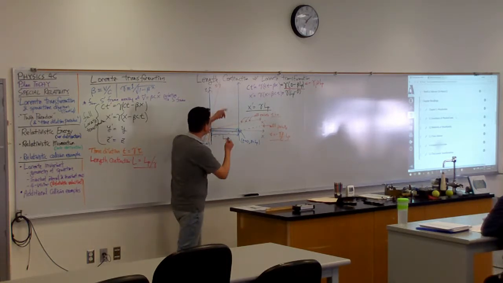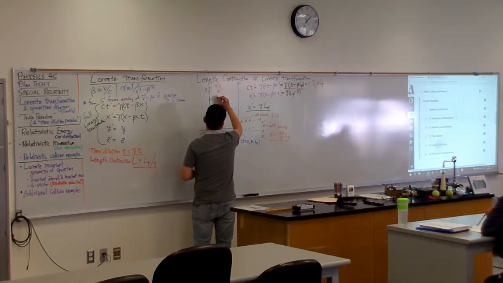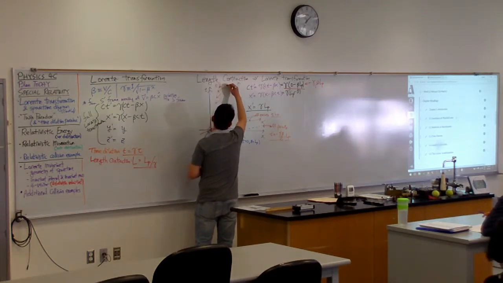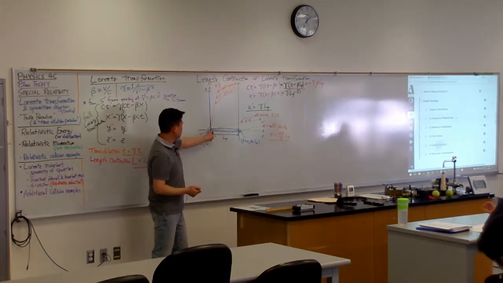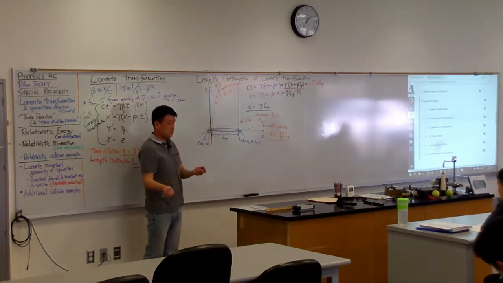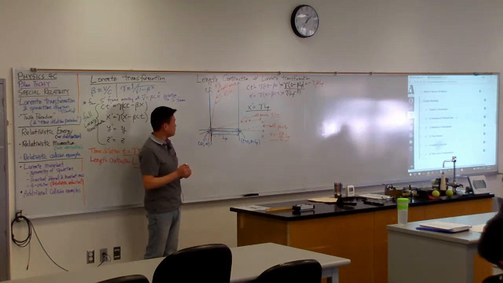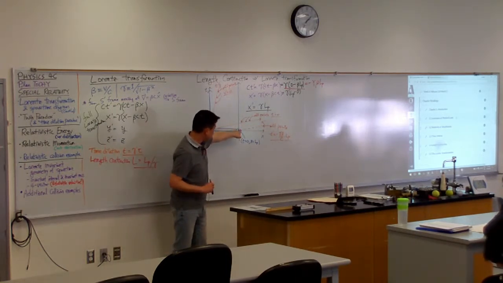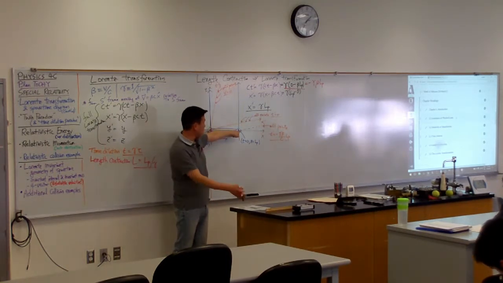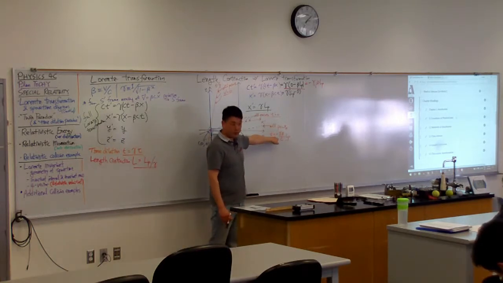Good. So for t prime, just to complete, these are all points where x prime is equal to 0. This is more intuitively easier than the other, but it's the sort of symmetric side. All right, so going back to this line of simultaneity, this point in your moving reference frame happens at an earlier time.